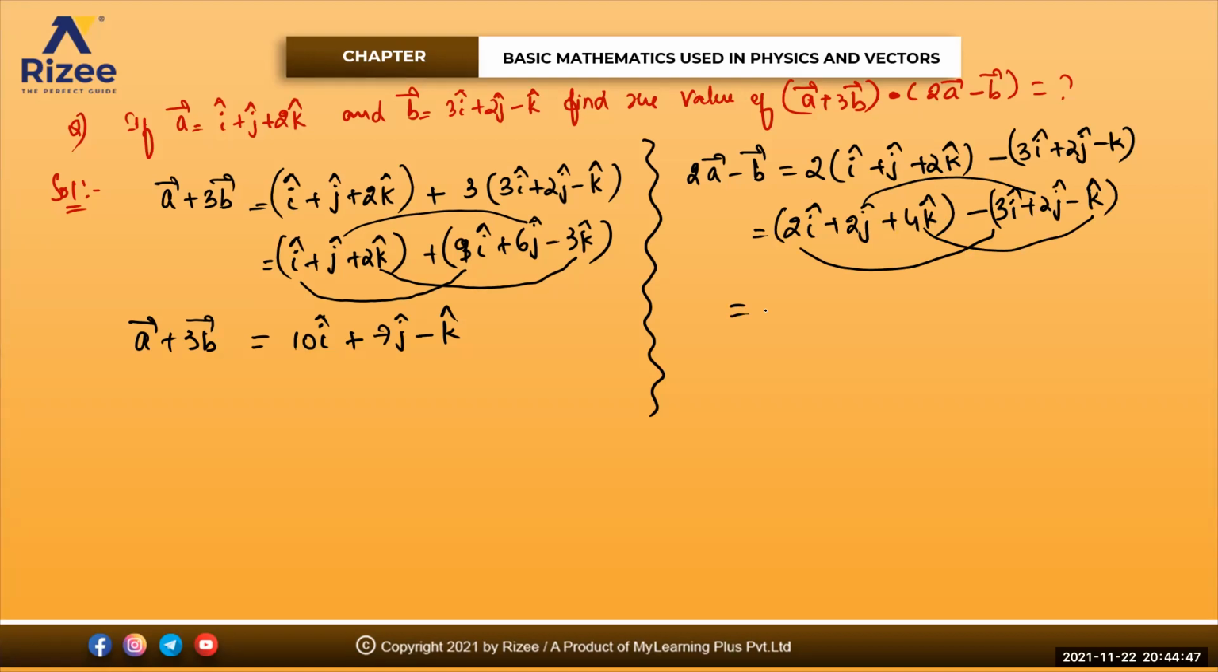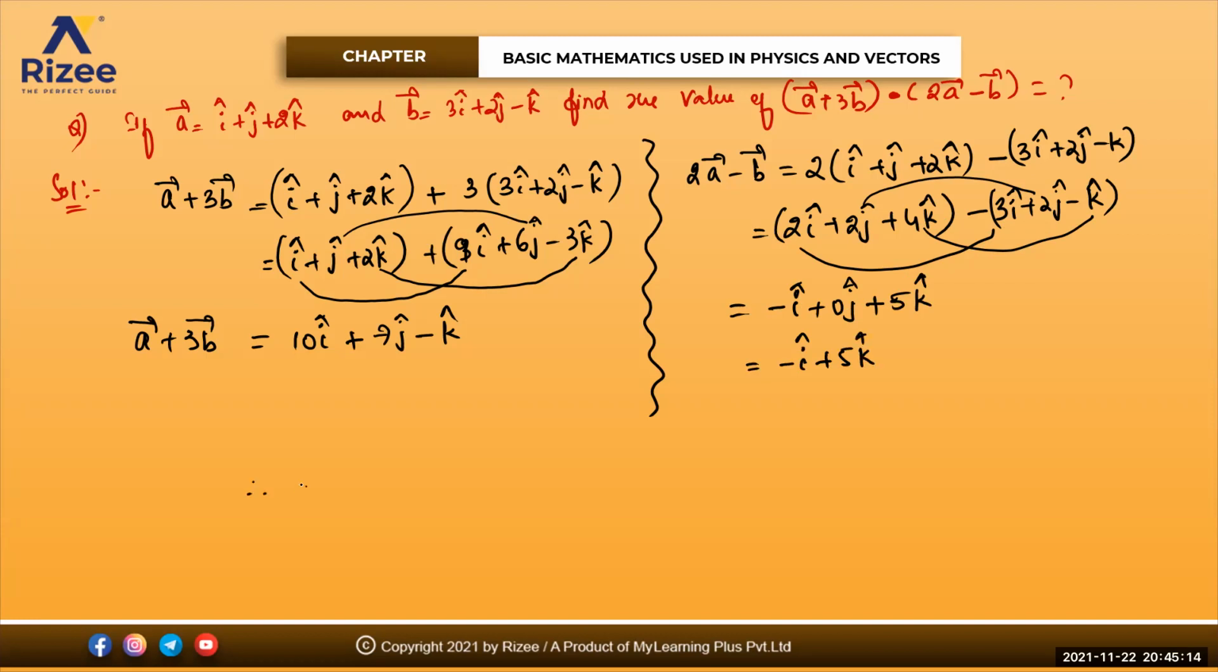How much will be, Becca? 2i minus 3i. So lower term from the higher term, that will be equal to minus i cap, plus 2j cap minus 2j cap, it will be 0j cap. Then plus 4k cap minus 3k cap. That will be equal to how much? Minus minus plus, that will be equal to 5k cap. Clear? That means I'm getting this one as minus i cap plus 5k cap.